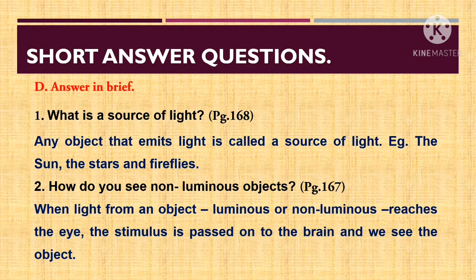Question 2. How do you see non-luminous objects? Answer is in page number 167. Under heading Luminous and Non-luminous objects, second para, first 4 lines. When light from an object, luminous or non-luminous, reaches the eye, the stimulus is passed on to the brain and we see the object.